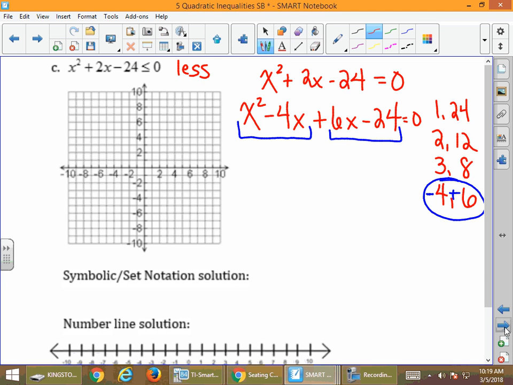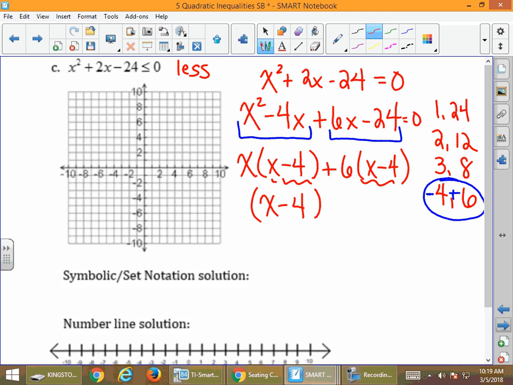And when we do, our greatest common factor in the first group is x, and we're left with x minus 4. Our greatest common factor in the second group is 6, and we're still left with x minus 4. And what we see is we have an x minus 4 in each group. And then we have our x plus 6.